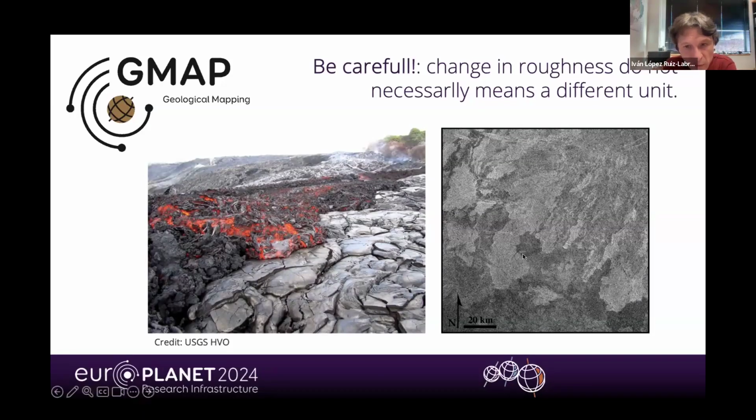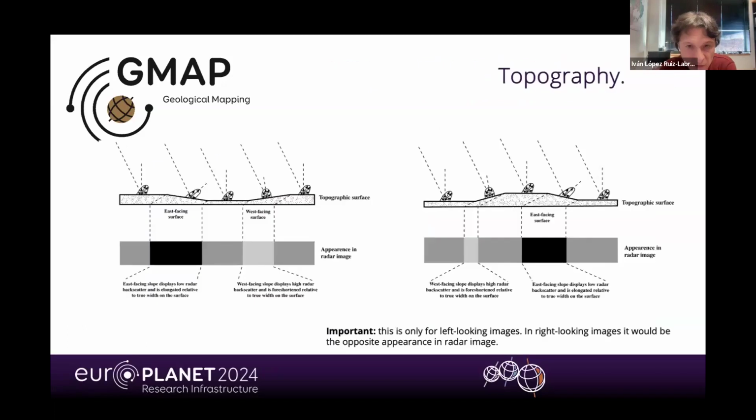So you have to be very careful when you interpret a radar image, because the change in reflectivity, the change in the shades of gray that you see, are not necessarily going to mean that you have different units. And this is something that we are going to say at different times and that we are going to stress in the hands-on that we are going to have later.